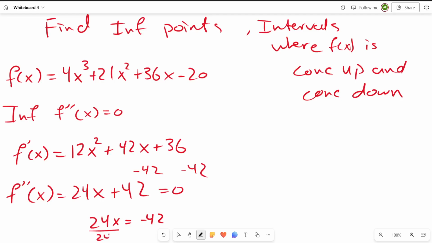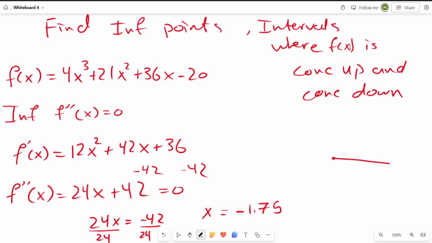We divide by 24. We divide by 24. This is going to give me an x of negative 1.75. So basically, this is my inflection point. This is the point where concavity changes.